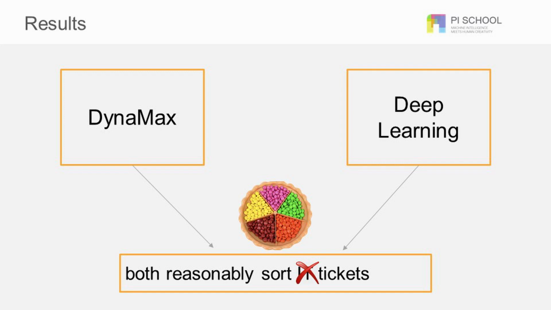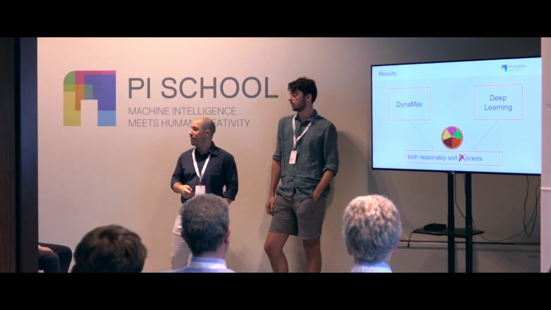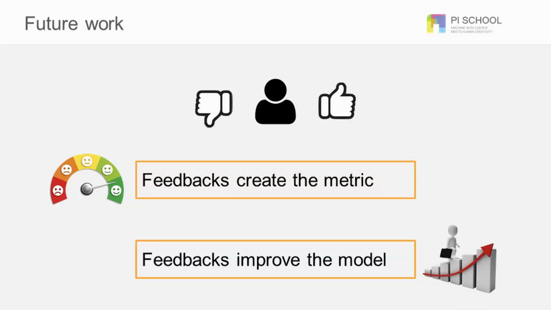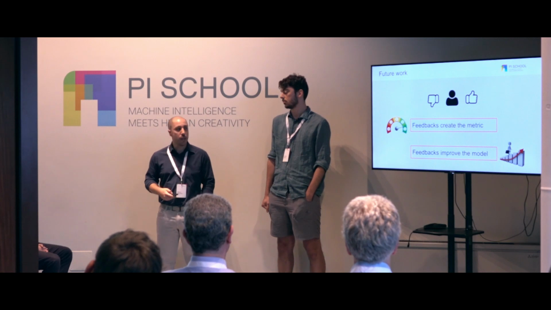So to conclude, our results are that we built 2 different models that converge to the same results, or maybe almost the same. They both sort the tickets reasonably. A great power of this model is that it's usable not only for IT tickets, but for all kinds of help support tickets. And we left open these future works: you can create the metric using the feedback of the users, and you can improve the model using the same feedback. And thank you for the attention.